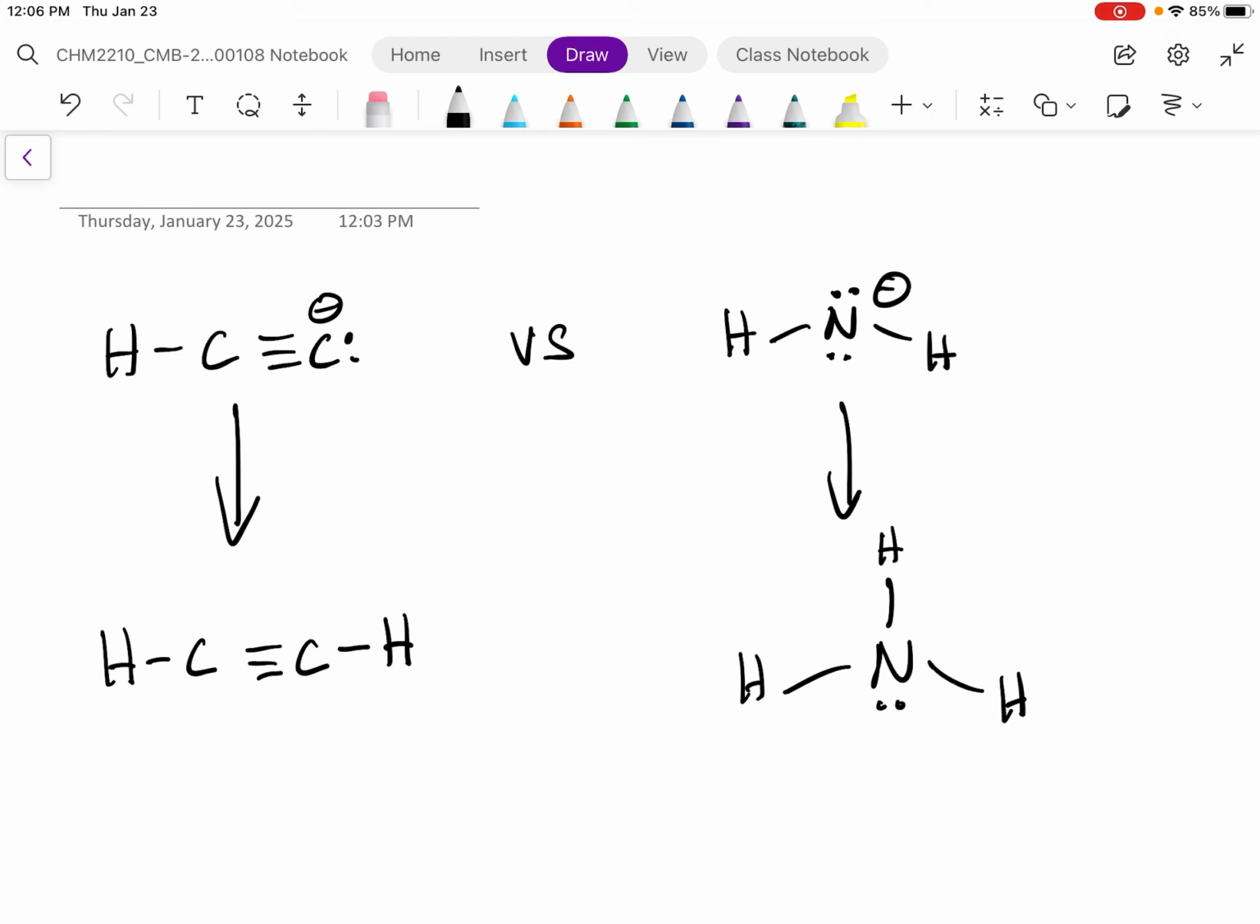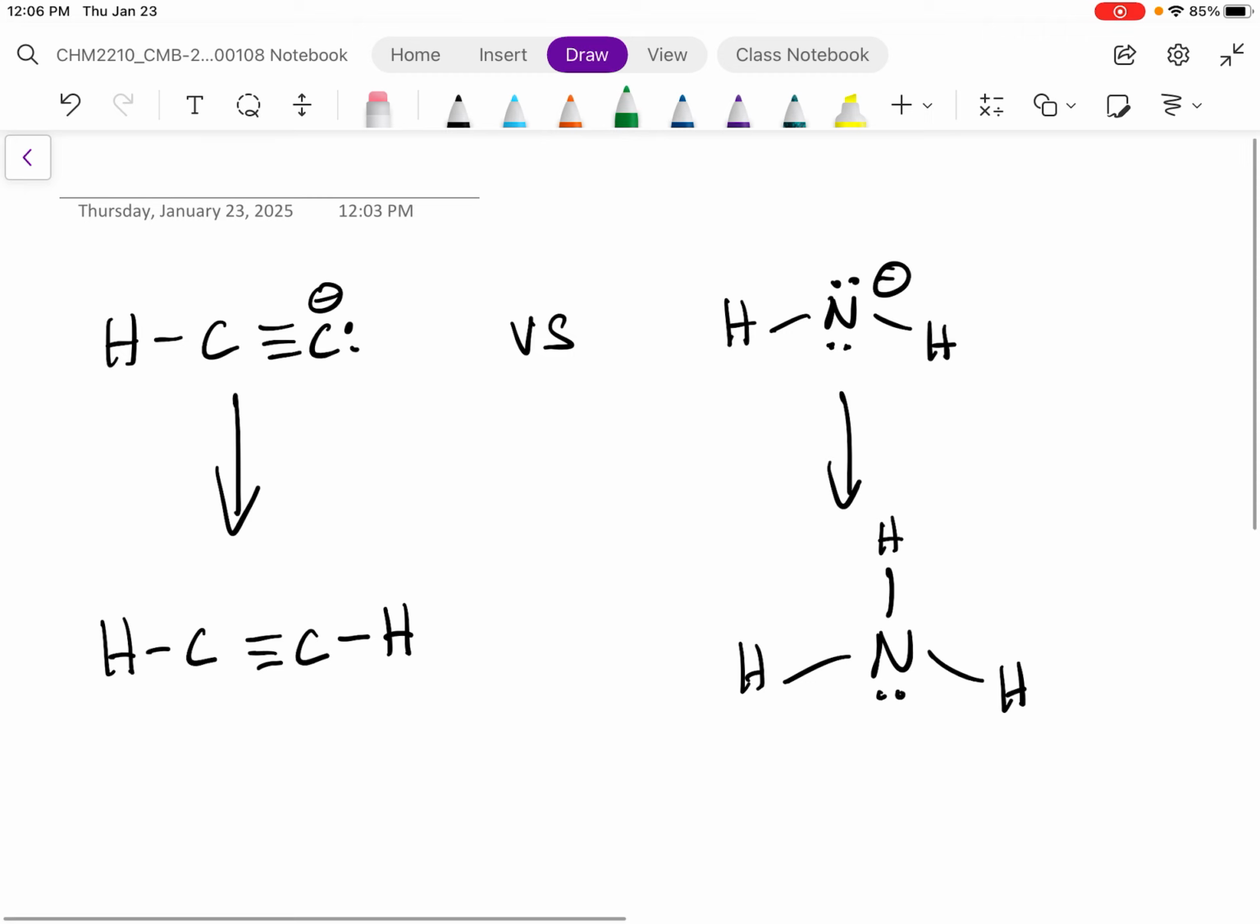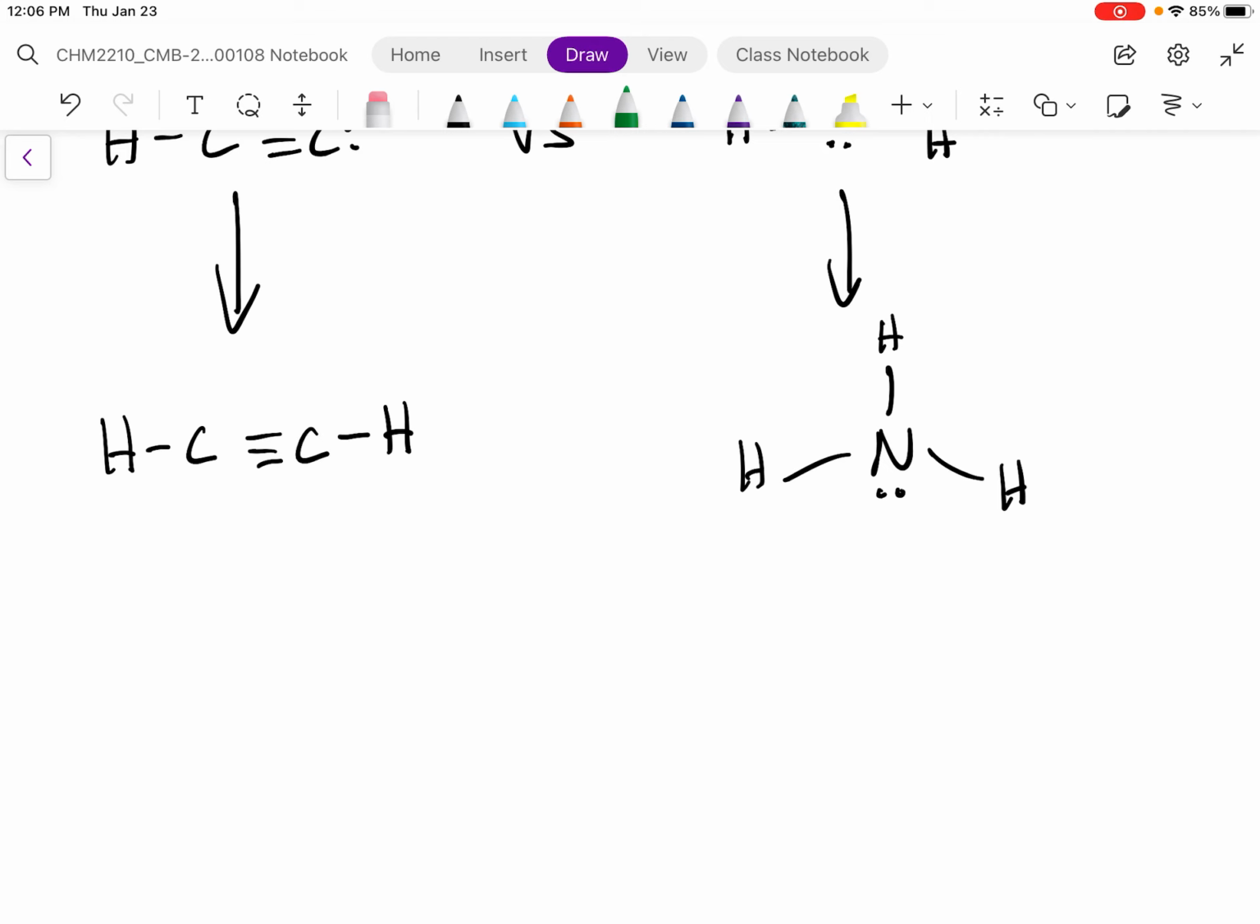Now the second step is a simple question. What are the pKa's of those acids? And I told you guys to memorize the very basic common functional groups. So we have an alkyne. What's the pKa of an alkyne? 25. And the pKa of an amine? 38. Okay. So that's your second step, finding out what the pKa's are.